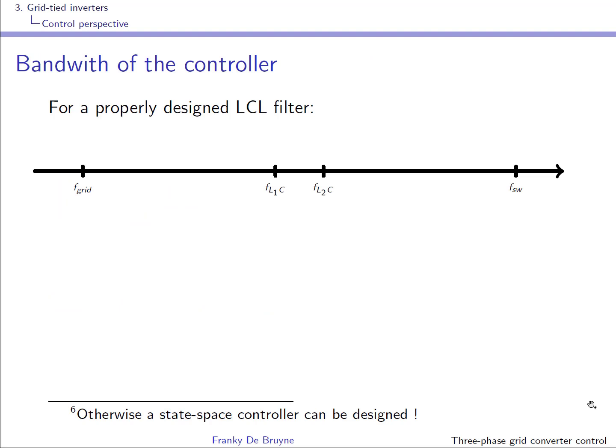So remember that the grid frequency is 50 Hertz, right? And that the switching frequency is approximately 20 kilohertz. Well, if the LCL filter is properly designed, you should have the resonance frequencies of the two LC filters somewhere in between. And remember, for instance, that this one over here is 1 over 2 pi, okay, 1 over the square root of L1C, and you have the same thing for this one over here, 1 over the square root of L2C.